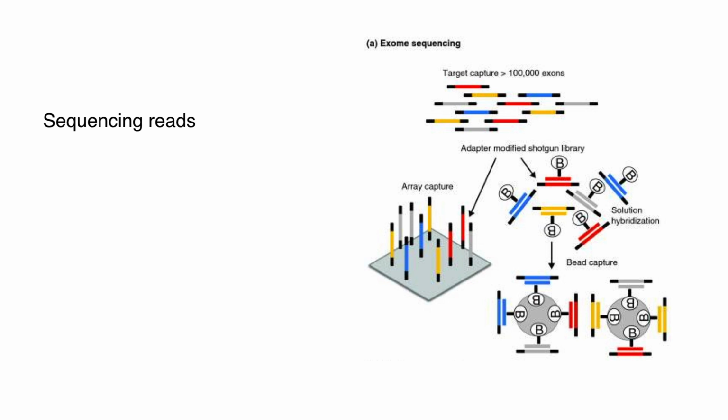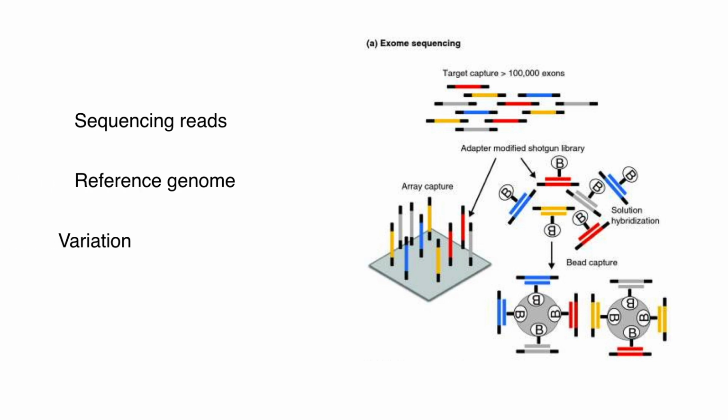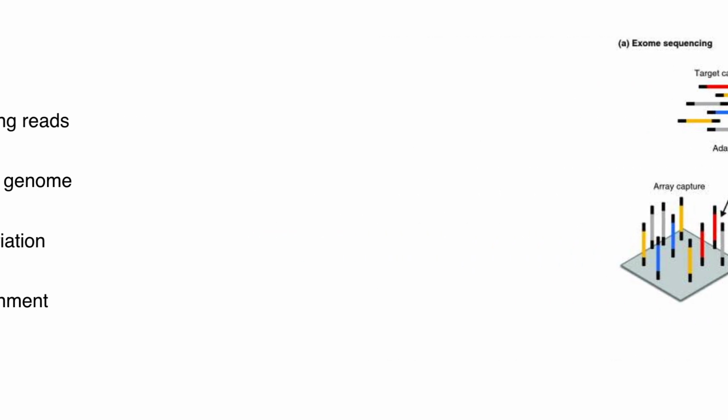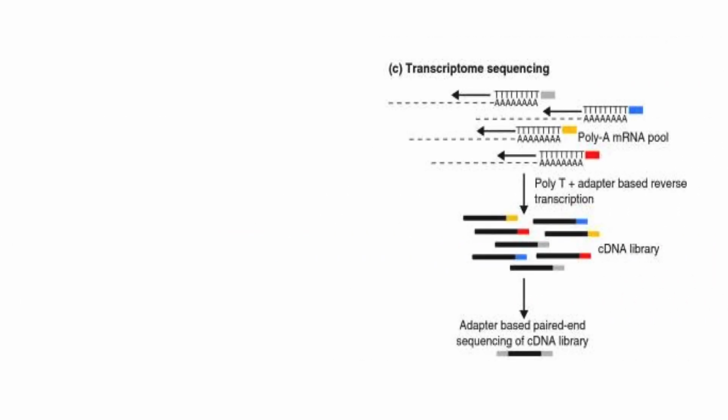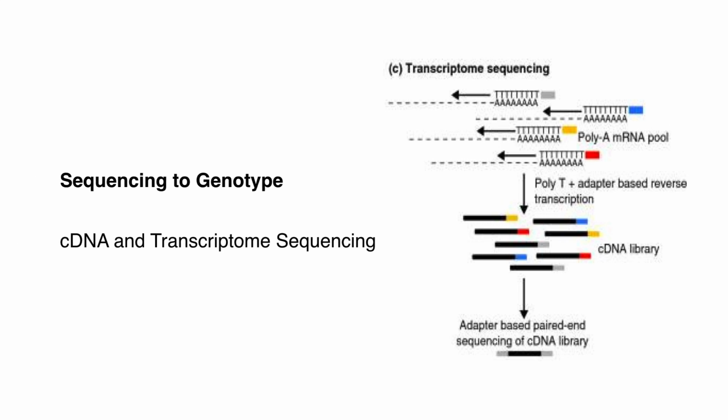Once more, sequencing reads are aligned to the reference genome, and variation is identified computationally by alignment. In case you do not have the luxury of using exome capture, such as in species that have never been sequenced before, you can still use techniques like cDNA and transcriptome sequencing.